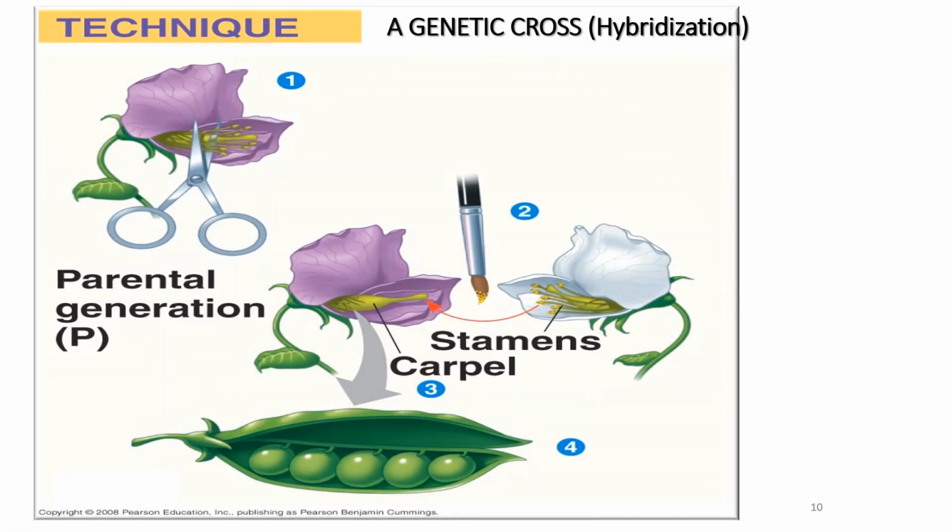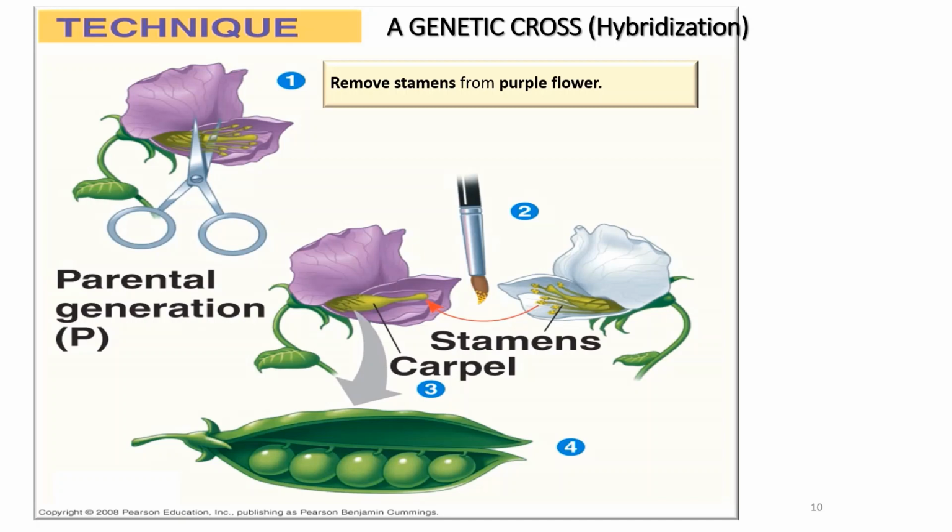This diagram illustrates a genetic cross between a true breeding purple flower plant and a true breeding white flower plant. The methods are: number 1, remove stamen from the purple flower plant. When the stamen are removed from this flower, this plant will become the female parent with the genotype homozygous dominant, capital P, capital P. So this will become the female parent.